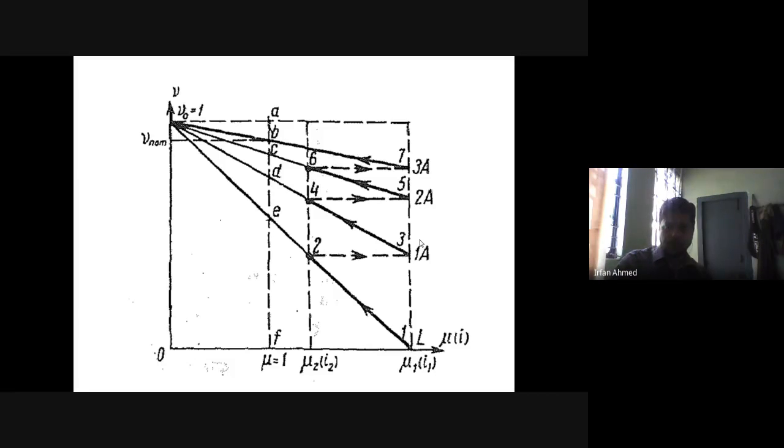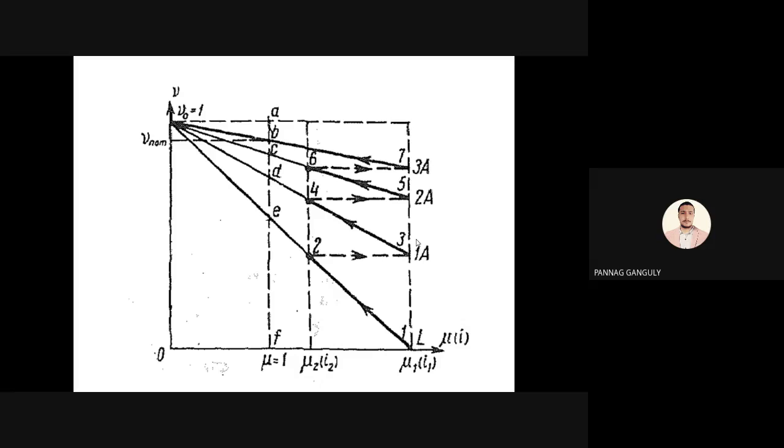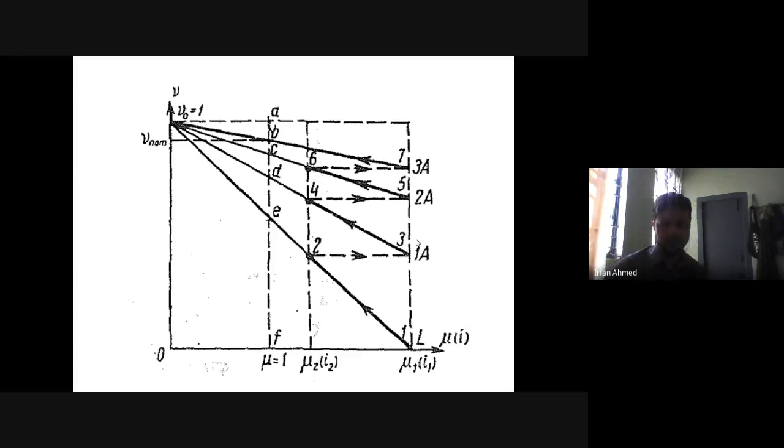So how much should be the value of R1 plus R2 plus R3? This is a very simple question. How much should be the value of R1 plus R2 plus R3? Sir, applied voltage divided by maximum permissible current, minus the armature resistance. Correct.